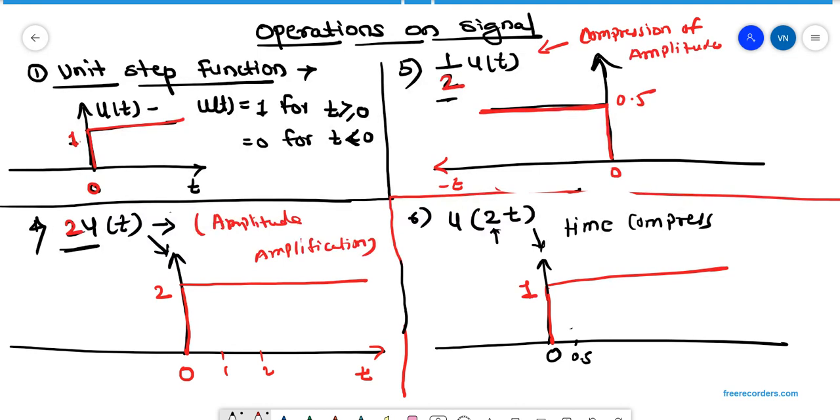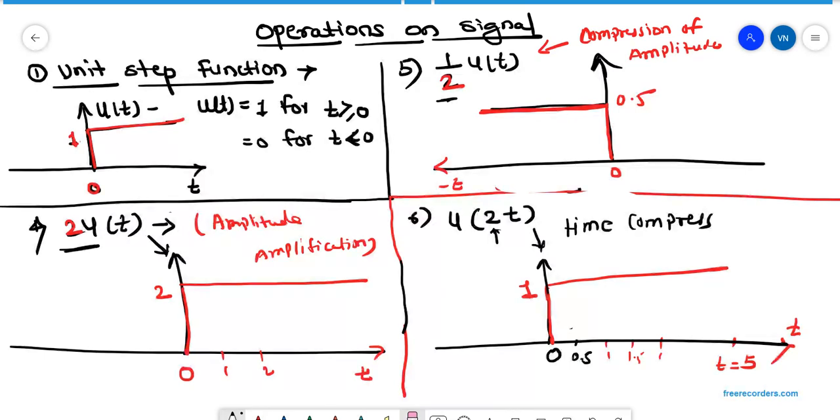For example, if my signal goes up to 10, then if I divide each time by 2, I will get that signal only up to t equal to 5, because each time will be compressed. So I hope now you understand the different operations.